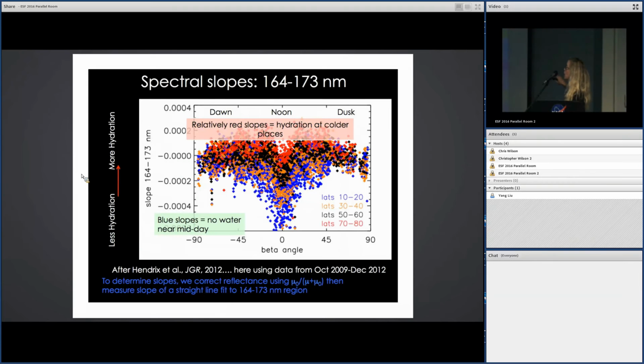And so we see redder slopes, higher values on this plot, which is consistent with more hydration from the models I just showed you, early in the day and late in the day. And then we see lower values here, which is consistent with bluer slopes or less hydration towards midday and at lower latitudes. Okay, so this diurnal variation here is consistent with changing hydration levels in different latitude bands throughout the day.